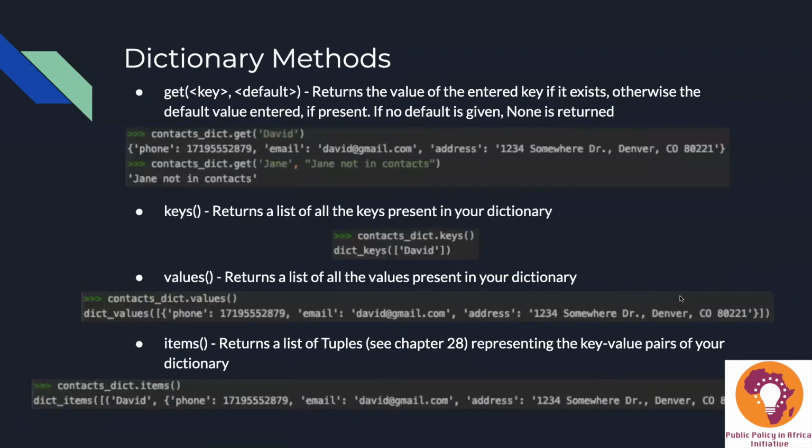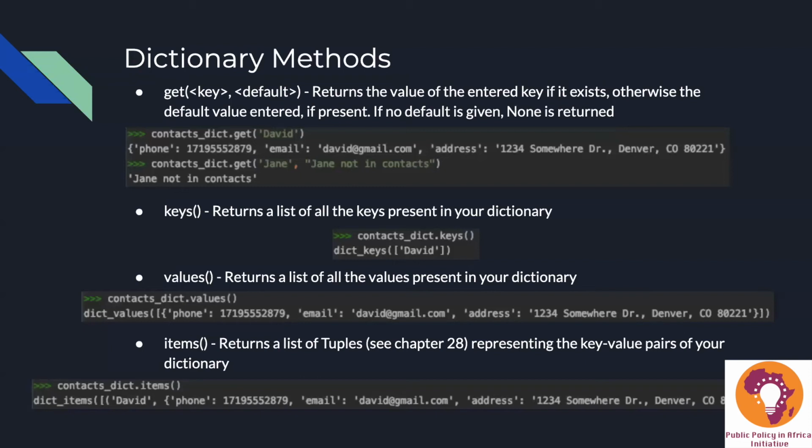Cool. So dictionary methods. There's the get method, and the get method requires the first argument, the key, but the default argument is optional. So you have to at least give it a key to get, and the default value is optional. The get method returns the value of the entered key if it exists. Otherwise, the default value entered is returned if present. If no default is given, then the value none is returned, but it won't give you a key error. That's the important thing to note here.